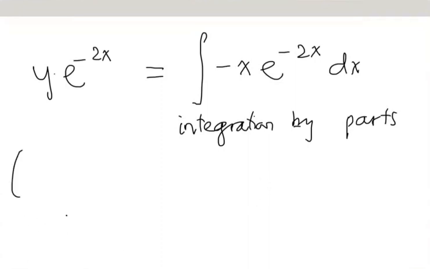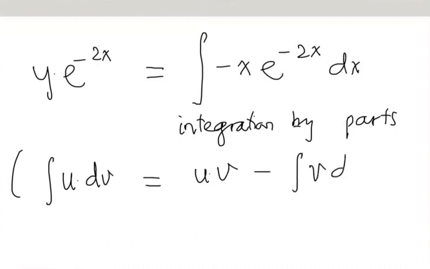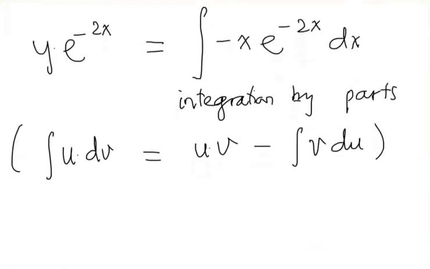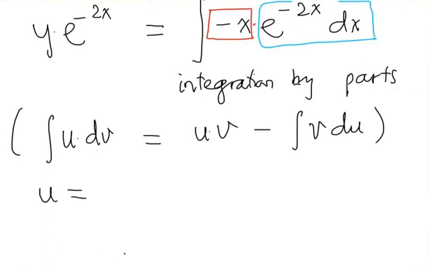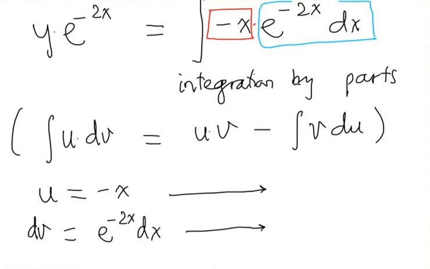And the formula for integration by parts: the integral of u dv equals u times v minus the integral of v du. And we need to use u and v correctly. For this problem, u will be that piece and dv will be the rest, including dx. u is minus x, dv is e to the minus 2x dx. If you need to review integration by parts, please do that.